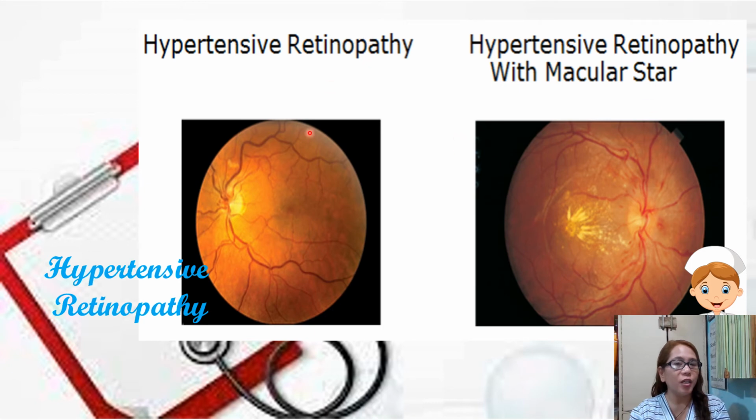Okay, these are other abnormal findings of the retina. We have the hypertensive retinopathy. So there are marked arteriovenous crossing changes that are seen, no? Yan, and then you can observe also copper wiring, and there are cotton wool spots. Yan, yung mga yan. And then for the hypertensive retinopathy with macular star, okay, the stars are actually visible and scattered around or inside the macula.